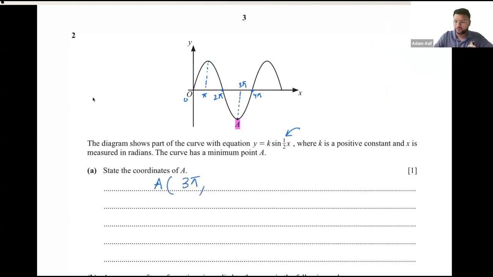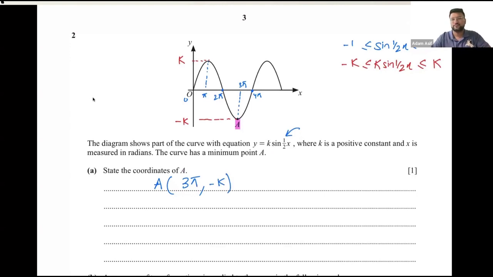Now what's going to be the y coordinate of A? Is there any vertical transformation? The function sine half x is always going to be between -1 and 1. Now if you multiply this by k, it goes from minus k to k. So the minimum value is minus k and the maximum value is k. So what is the coordinate of point A? It's 3 pi comma minus k. That's the working for the coordinates of point A.